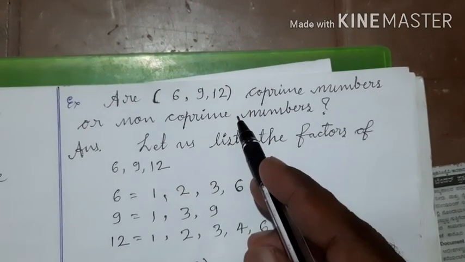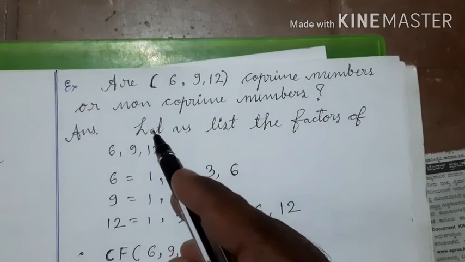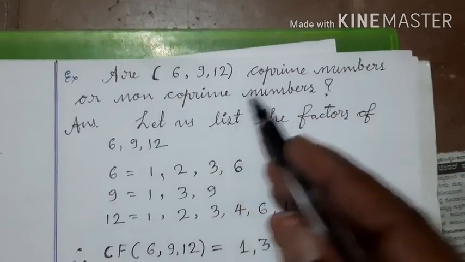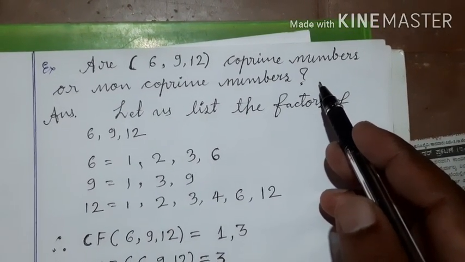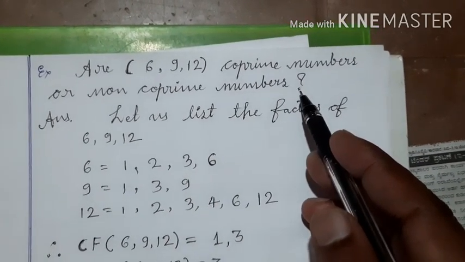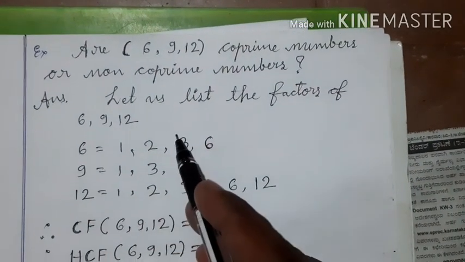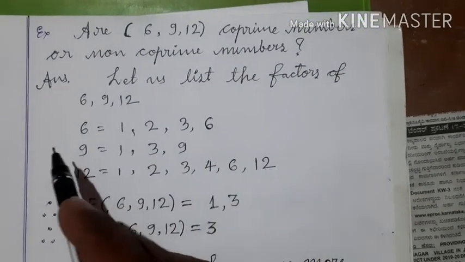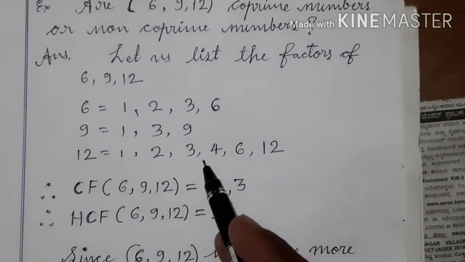But now, let us take the example of 3 numbers. Whether the given 3 numbers are coprime numbers or non-coprime numbers. Okay. Here the question is, are 6, 9, 12 coprime numbers or non-coprime numbers? But how to identify them, or how to justify it? Let us list the factors of 6, 9 and 12. The factors of 6 are 1, 2, 3, 6, the factors of 9 are 1, 3, 9, and the factors of 12 are 1, 2, 3, 4, 6, 12.